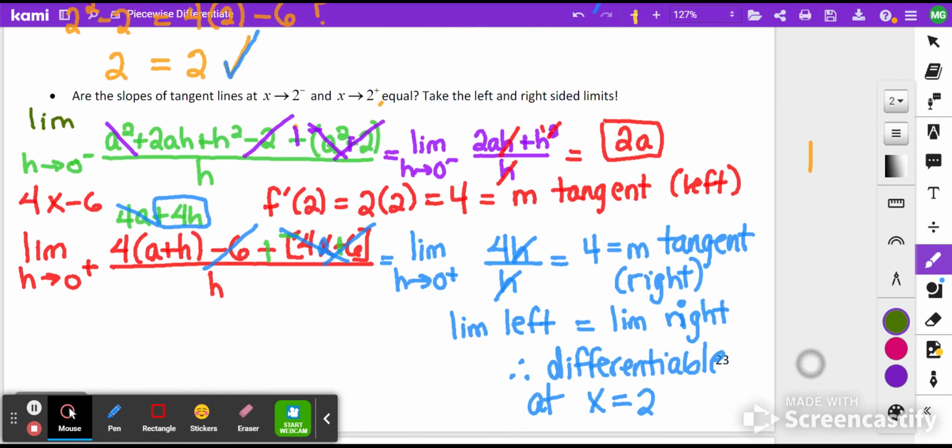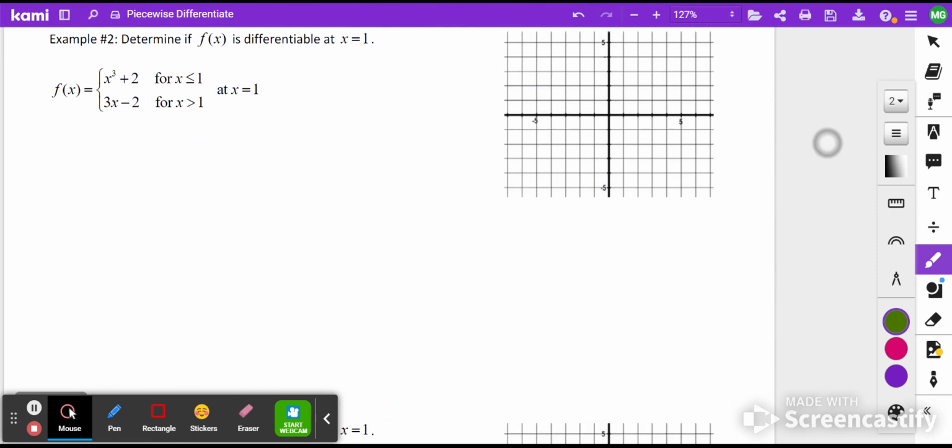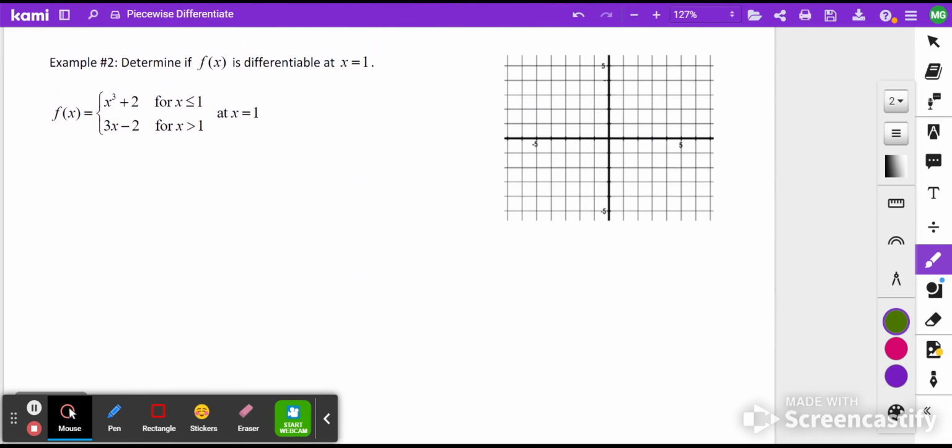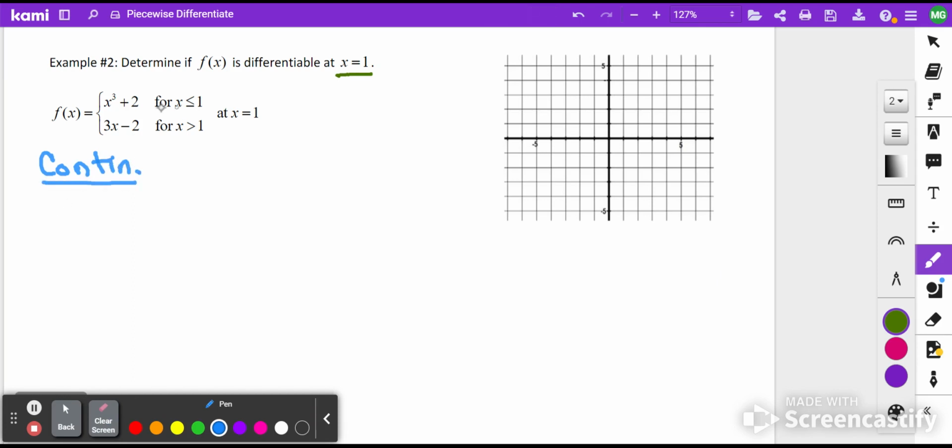Okay, let's do the next one. So the next one I'm asking you if this function is differentiable at x equals 1. So again, I like to check for continuity first. So we want to set these two values equal to each other when x equals 1. And that'll let us know if we have jump continuity or what we have going on there.